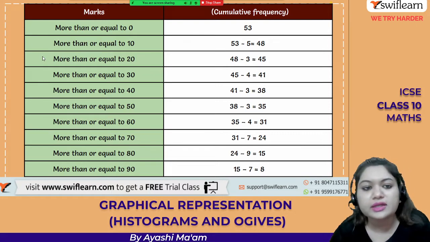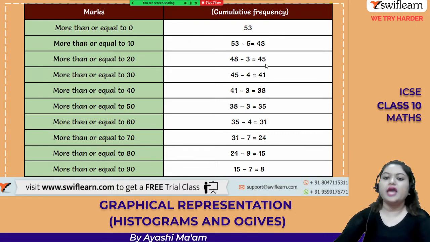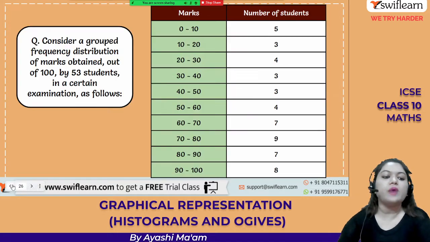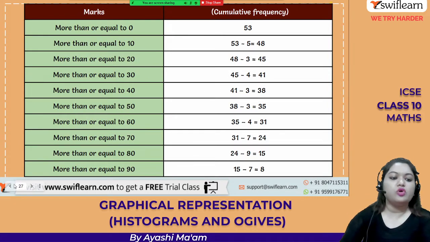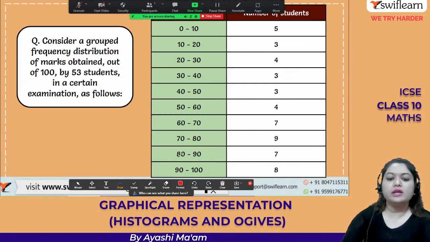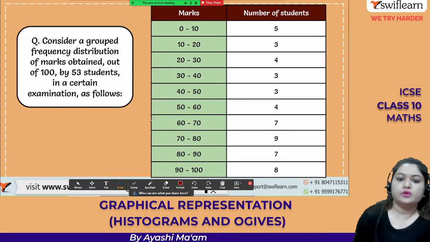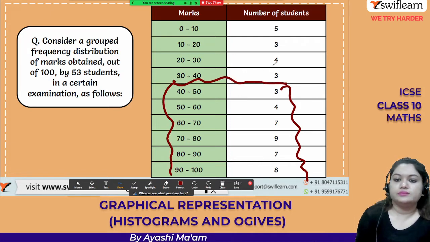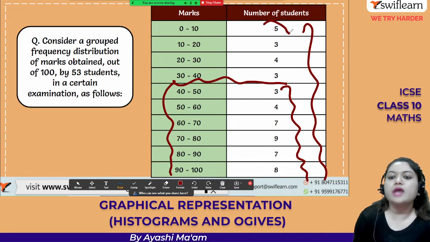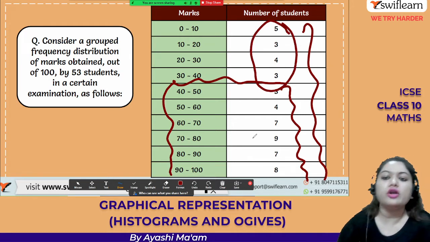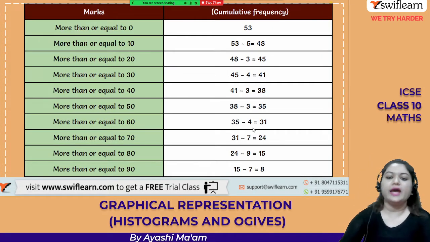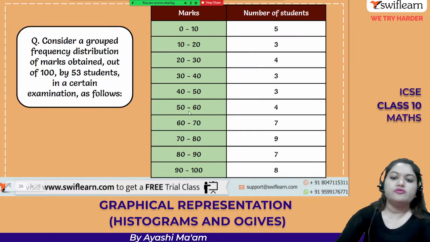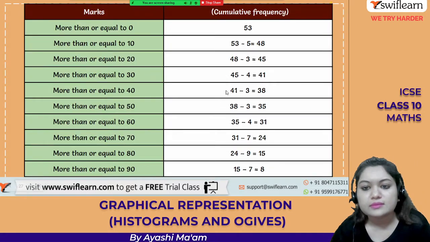So till here, more than or equal to 20, we had 45. So 45 minus 4, that is 41. Next, more than or equal to 40. That means this part only. So from the total, we will be subtracting all these, or whatever data you have already got before. From that you can simply subtract 3. 41 minus 3. This is how you have to do it.